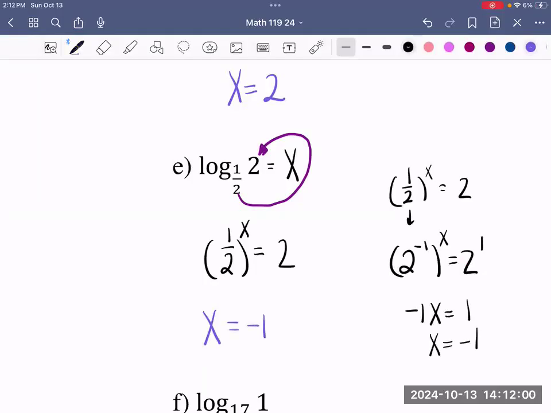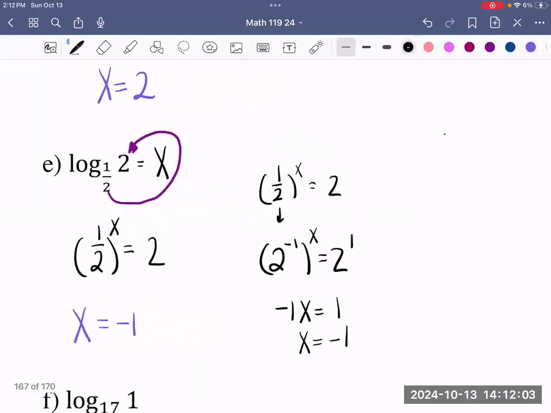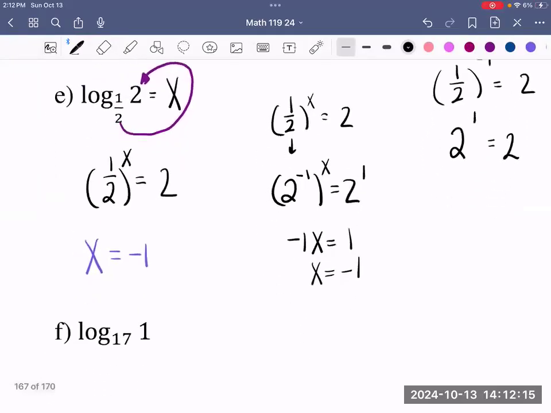And if we were to check that that is true, right? 1/2 to the -1 is equal to 2. We'll keep, change, flip, as we now have 2 to the first power, which is equal to itself. So that would be correct.